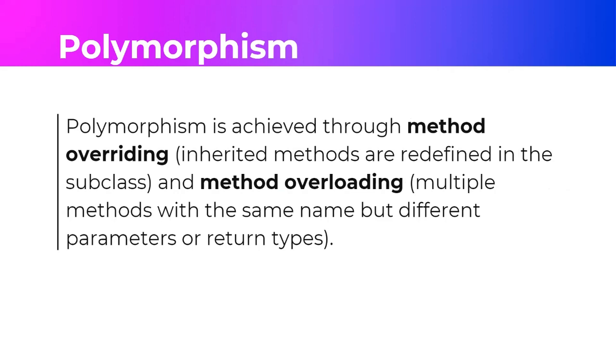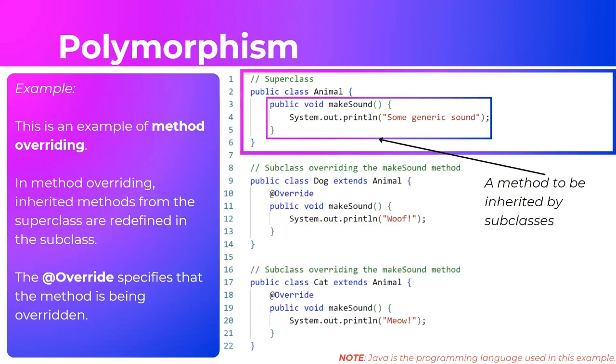The other one is method overloading, which I think we have mentioned already during the discussion of our constructors. Method overloading allows multiple methods with the same name, but with a different number of parameters or different return types. Now let's dive into our examples. Let's start with method overriding. As we've mentioned, method overriding is implemented through inheritance.